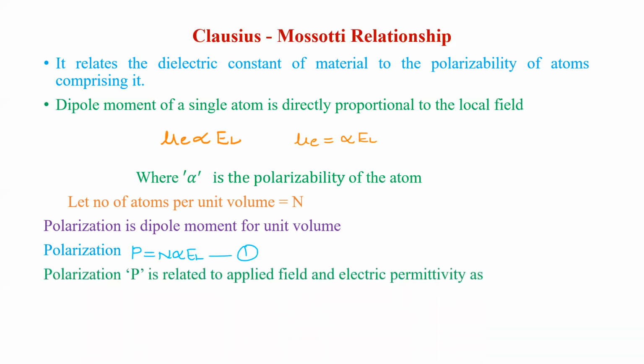Now polarization P is related to the applied field and electric permittivity. The applied field is represented by E and the local field is represented by El. So we can see the relation here: P is equal to epsilon naught E into epsilon R minus 1. Here epsilon R is the relative permittivity and P is the polarization. So both are related in this way. And P is also equal to n alpha times El. So that became the second equation.